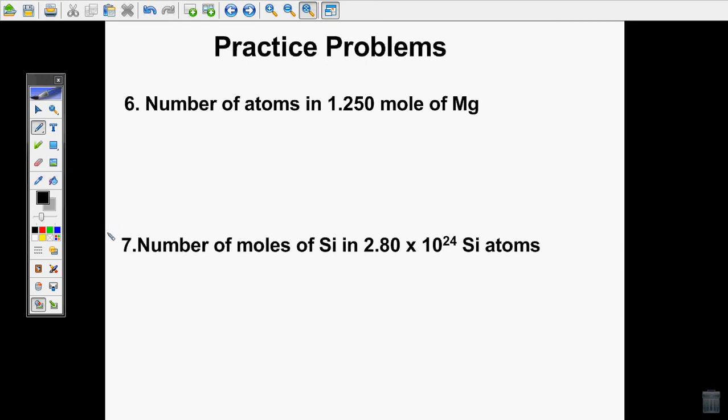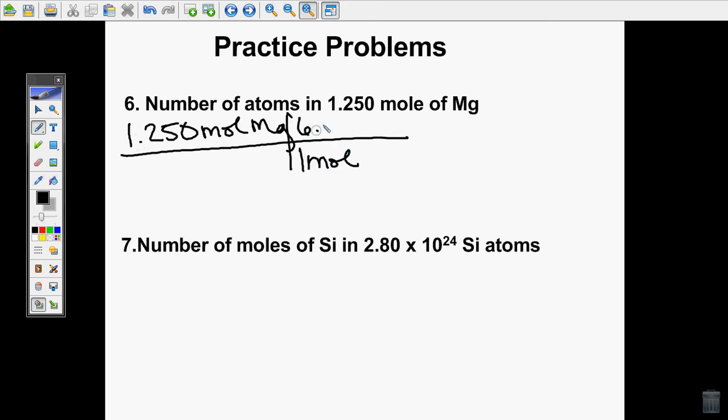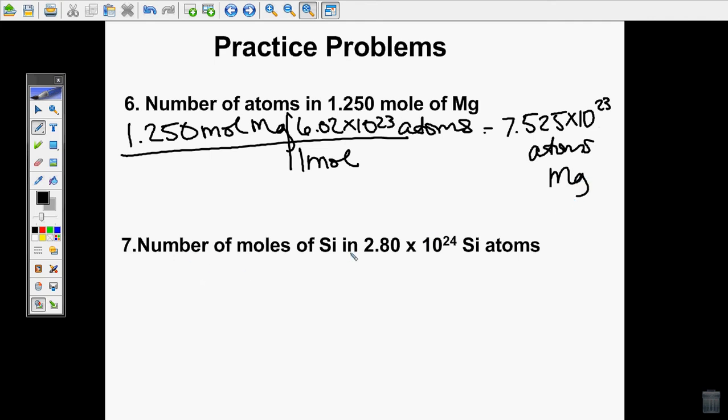Number of atoms in 1.25 moles of magnesium. Start with my given, and I know that in 1 mole of anything, there's 6.02 times 10 to the 23 atoms. So I'm going to multiply across the top, divide by what's on the bottom, and I get 7.525 times 10 to the 23 atoms of magnesium.